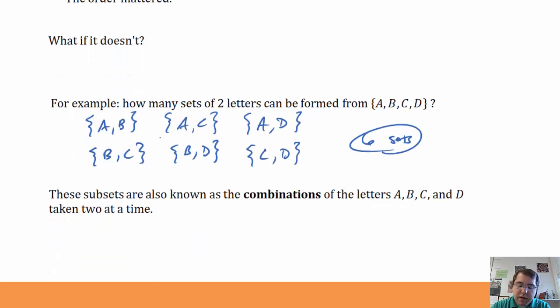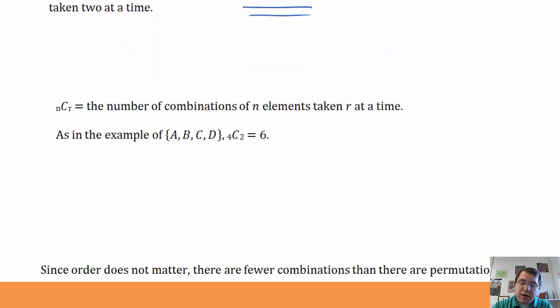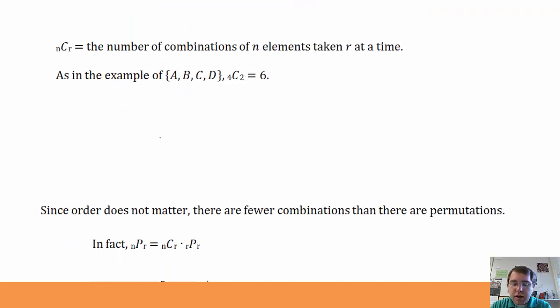These subsets are also known as the combinations of the letters A, B, C, and D, taken 2 at a time. So permutations, the order mattered. Combinations, the order does not matter. That's the difference. We use similar notation to note combinations. We had nPr for permutations. We have nCr for combinations. nCr, the number of combinations of n elements taken r at a time. As in the example we just did, with the set A, B, C, and D, we had 4 elements taken 2 at a time, so we have the combination of 4C2, which was 6.